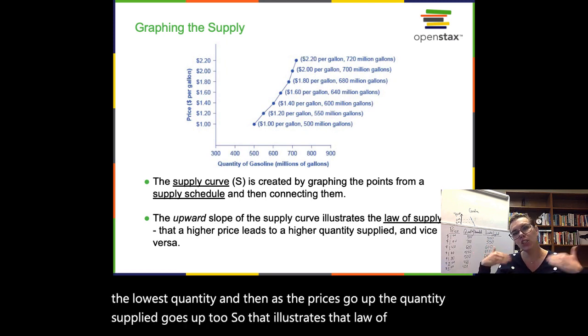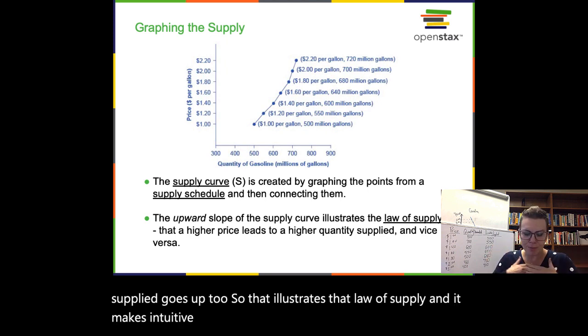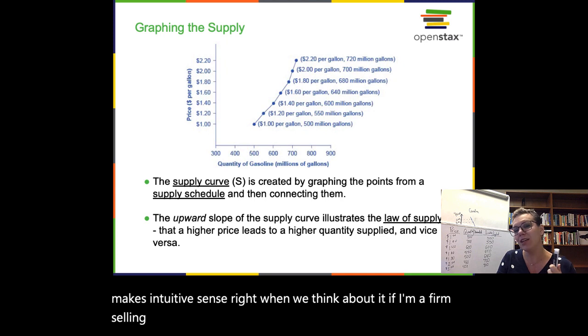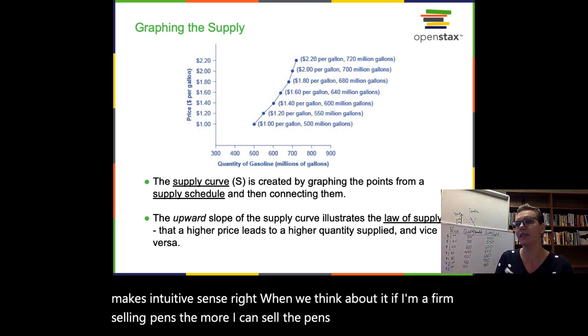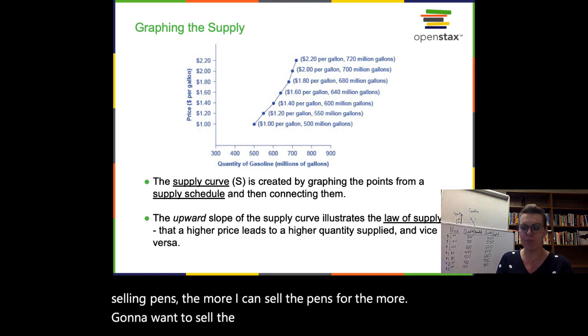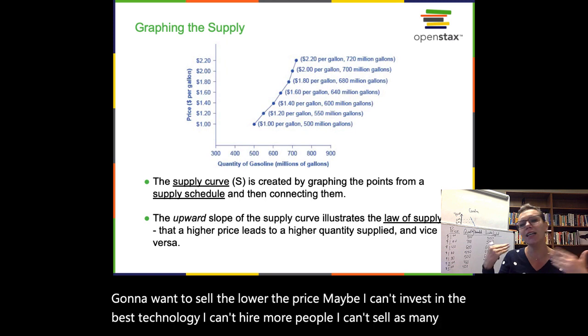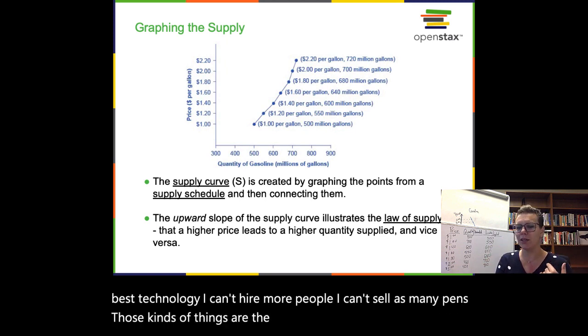And it makes intuitive sense, right? When we think about it, if I'm a firm selling pens, the more I can sell the pens for, the more I'm going to want to sell the pens. The lower the price, maybe I can't invest in the best technology, I can't hire more people, I can't sell as many pens. Those kinds of things are the things we're going to talk about more later.